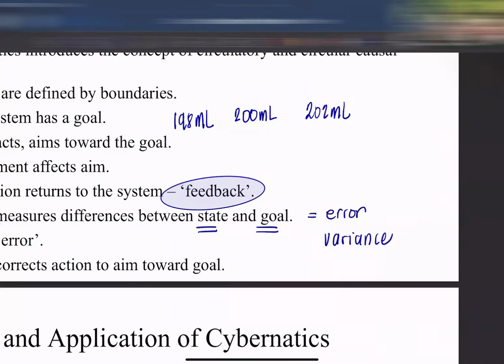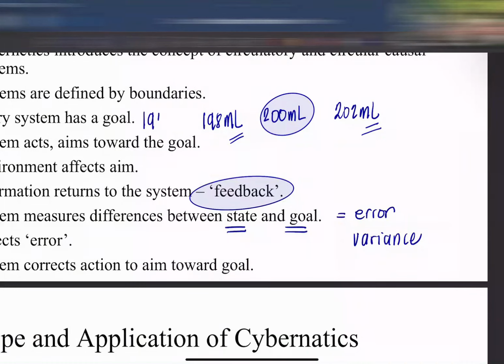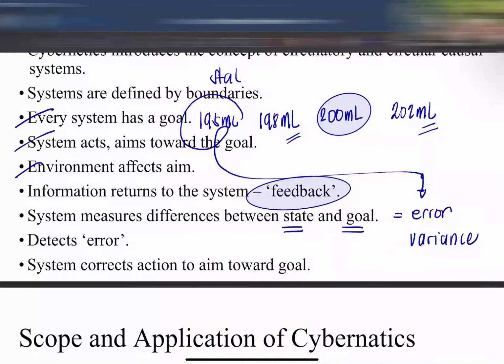Okay? So class, the standard is 200 ml. 198 ml to 202 ml is still considered accurate. Now, if ang reading po natin ay 195 ml, meaning po there's already error or variance. And that error or variance is the difference between the state and the goal. Kasi class, our goal, di ba, is 200, pero yung current state po natin is 195 ml.